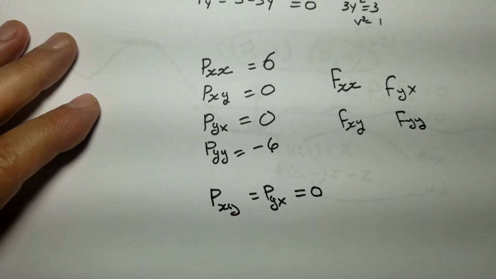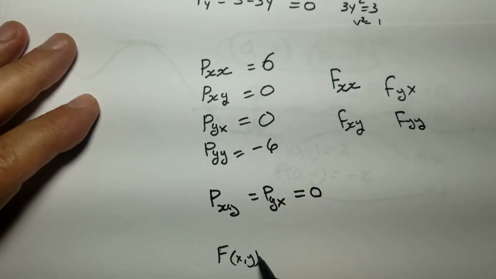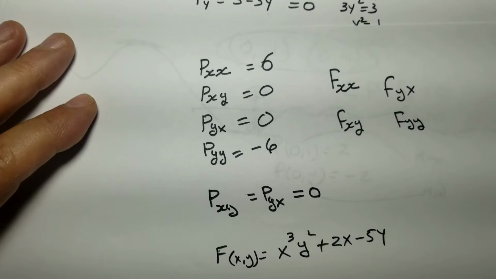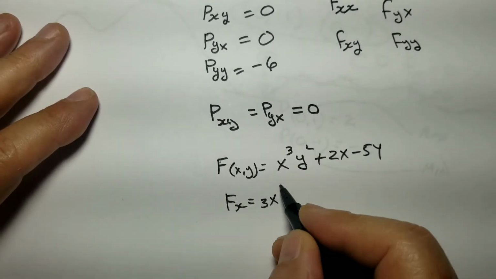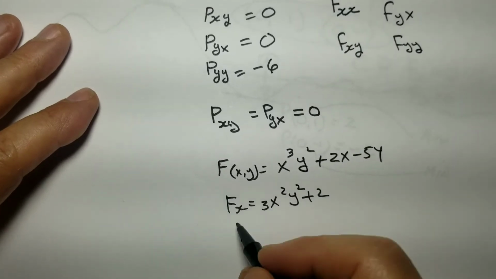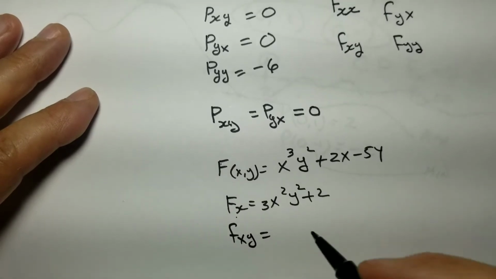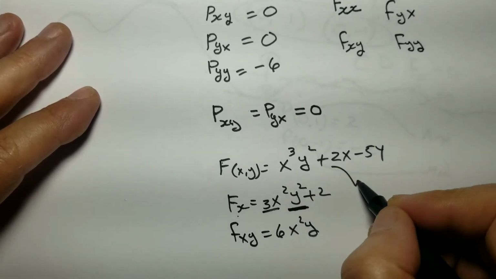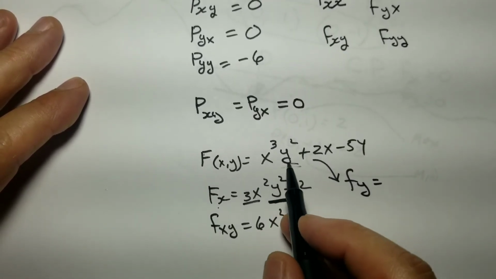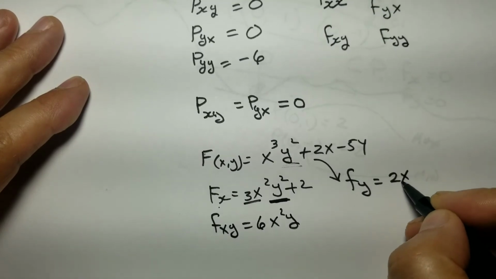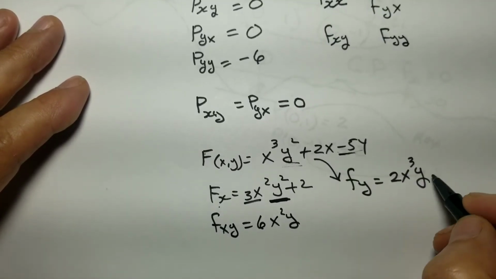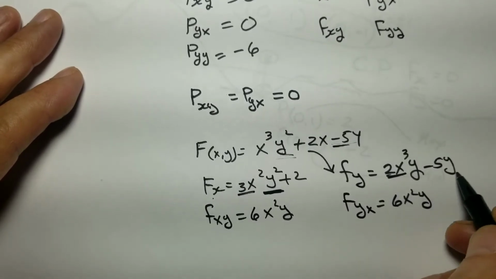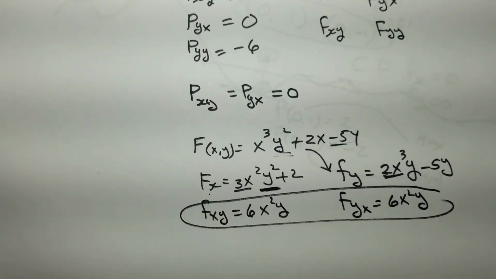If you don't remember it, I'm going to give you an example. See, f of x, y equals x cubed y squared plus 2x minus 5y. What is the partial derivative with respect to x? 3x squared y squared plus 2. What is the partial derivative of this with respect to y? With respect to y, that's 2y times that one is 6x squared y. What is the partial derivative of this one with respect to y? With respect to y, 2y x cubed and minus 5. But what is the partial derivative of y with respect to x? 6x squared y, and that's the 0. You see how these are the same? Therefore, in second partial derivatives, order doesn't matter.